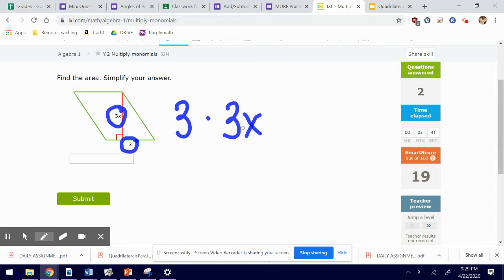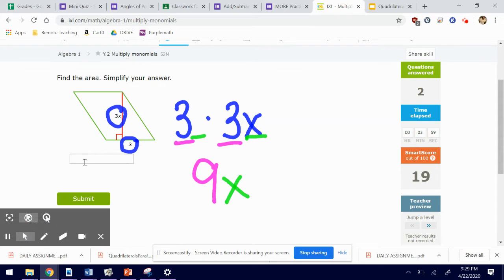Okay, so I'm going to do this just like I did the other monomials. I'm going to do my coefficients first. 3 times 3 is 9. And then I don't have an x over here, so this is nothing, times this x is just going to be x. So your answer to 3 times 3x is going to be 9x.